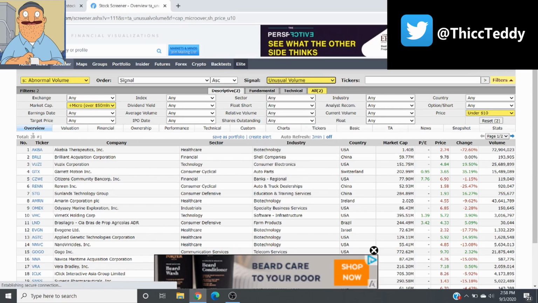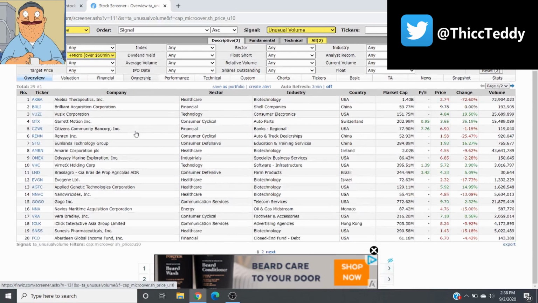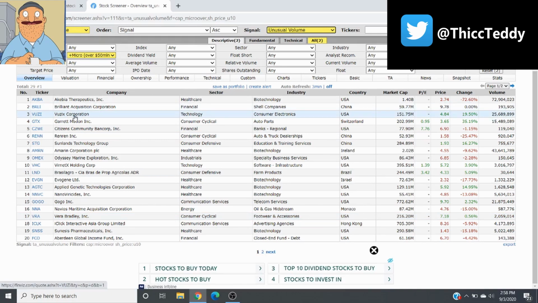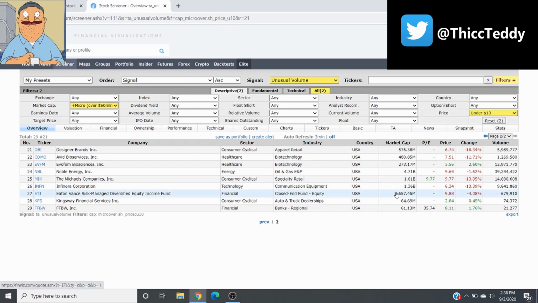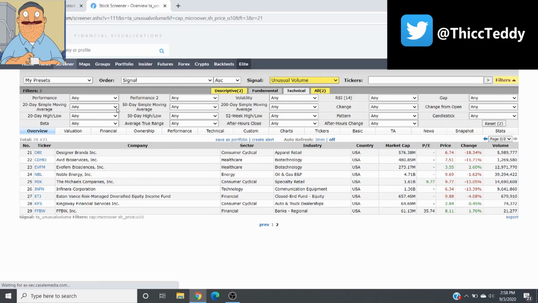So I do unusual volume, and I have 29 tickers. These are tickers that have had unusual volume within the last few days compared to the last 90 days. And some of them, if you go over here to their price change, some of them are down 72%, some of them are up 20, up 16, down 17, up 14. We can go to next, and yeah, so you can just see.